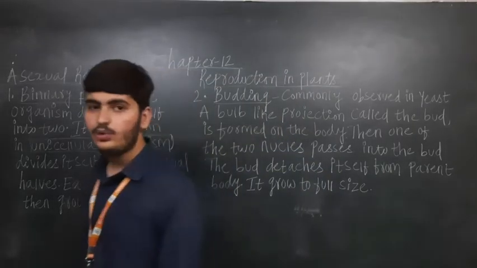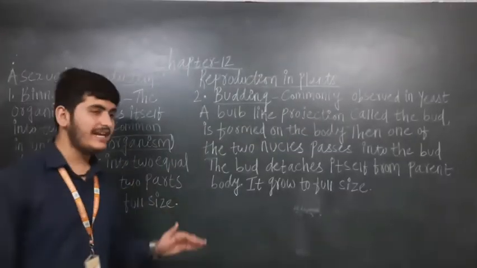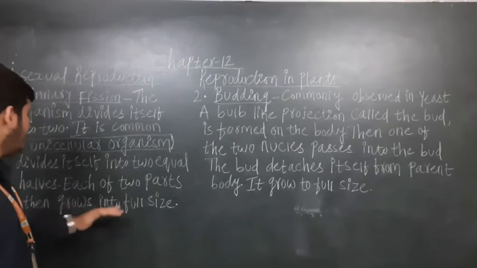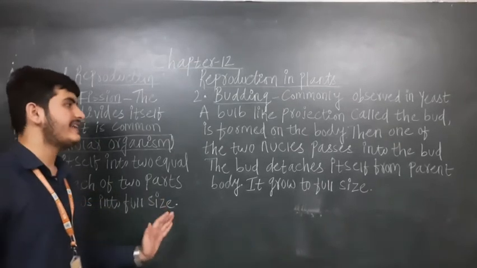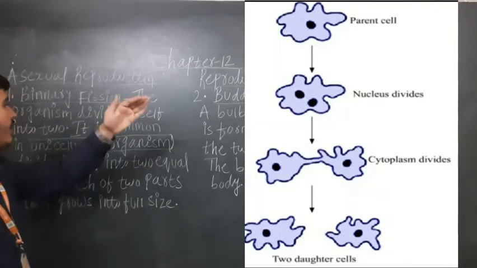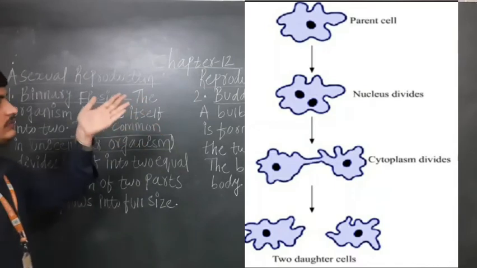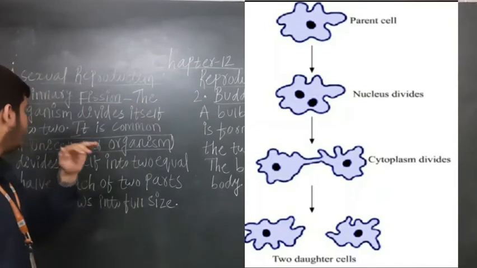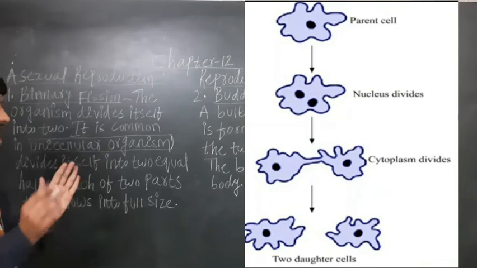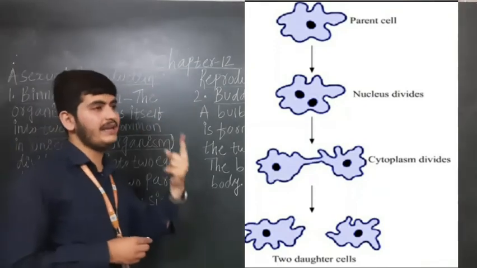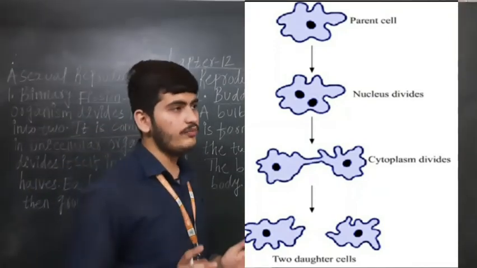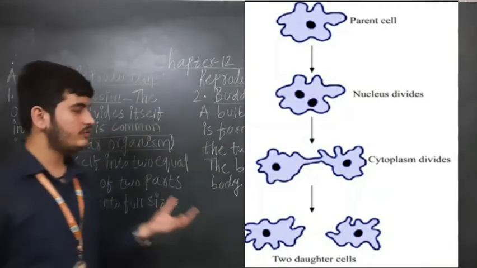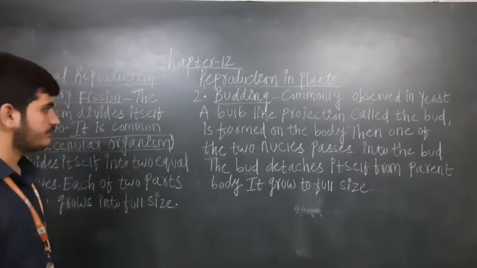Means they are dividing into two. Observing the unicellular organisms, again these two parts then grow into the full size. You can see in the picture how the first is divided into two. वो तो two में divide किया है. Again each of the two parts then grows into the full size. Means one is the main parent. It divides into two. Again they grow. So this is binary fission.